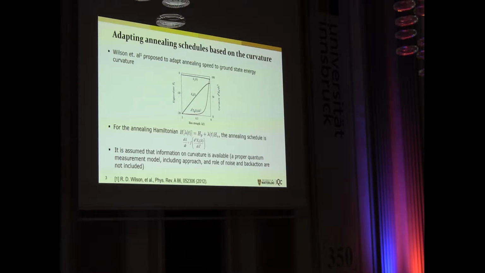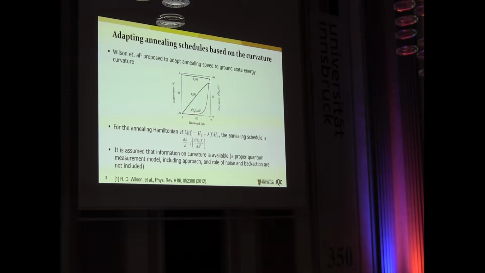So if you have a way to know what the curvature is, you can purposely slow down the annealing around the minimum gap point. And in this paper, they did an analysis where, assuming that they had perfect knowledge of the curvature, so assuming that this quantity, the second derivative of the ground state energy with respect to the annealing parameter, was perfectly known, they showed that you could make annealing more efficient by adapting the annealing speed.